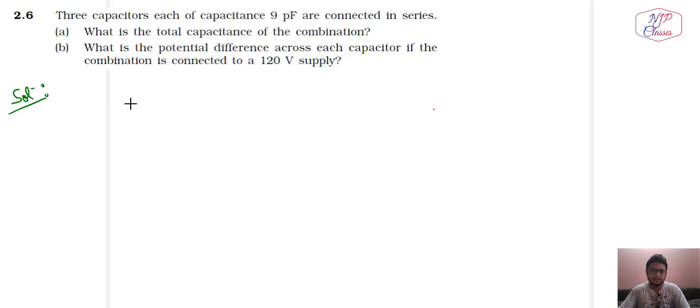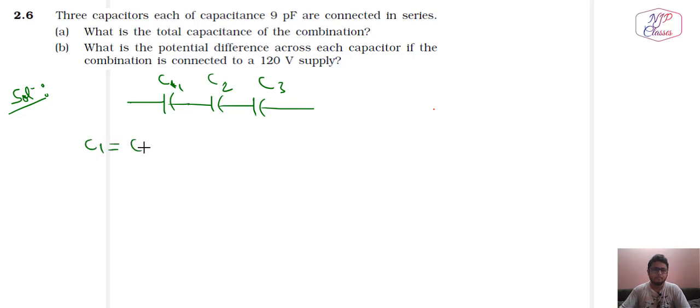So three capacitors are given, of 9 picofarad each, and they are connected in series. So the three capacitors, suppose C1, C2 and C3, or you can just call them C, C and C, not a problem. C1 equal to C2 equal to C3, each with value 9 picofarad, and they are connected in series. So this is a series connection.